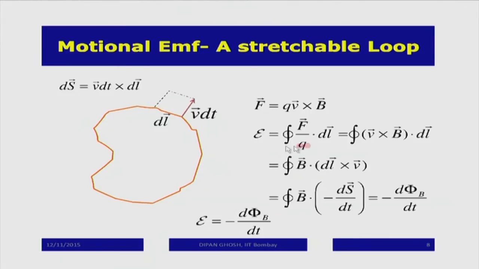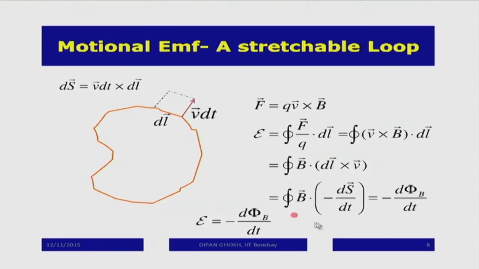This is a situation where the EMF has been generated because you have made the circuit move. So, this is v cross B dot dl. You know a dot b cross c equals b dot c cross a equals c dot a cross b. So, I write this as B dot dl cross v.